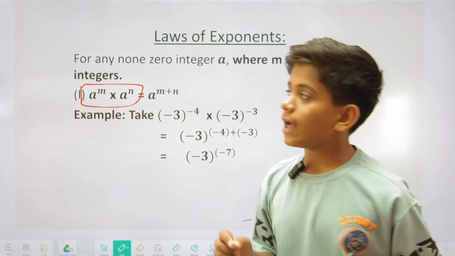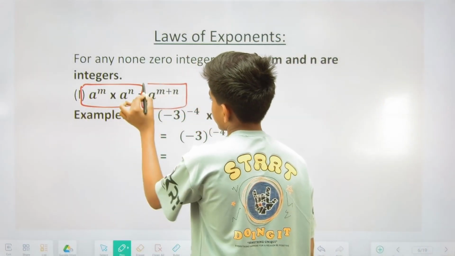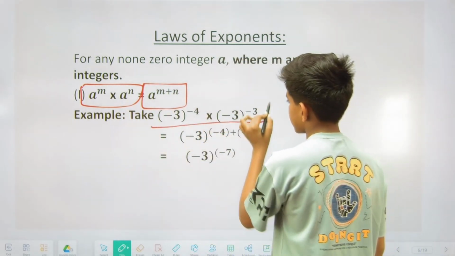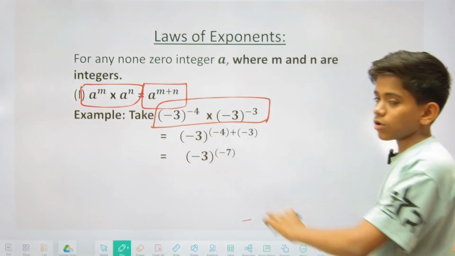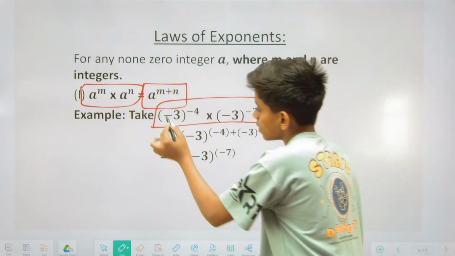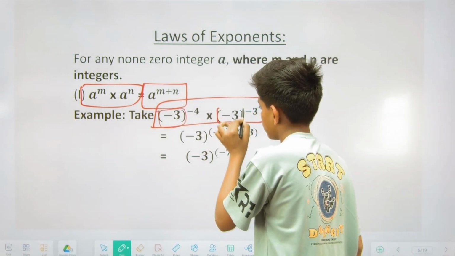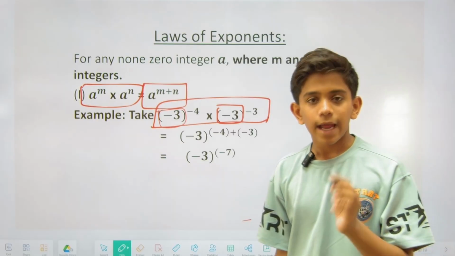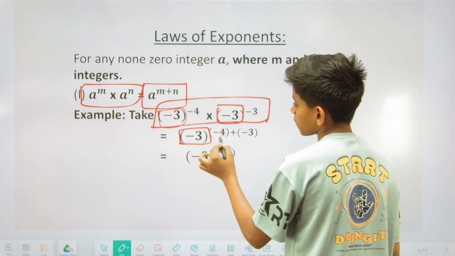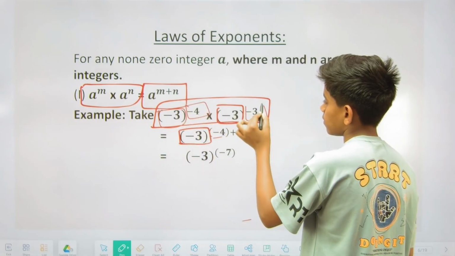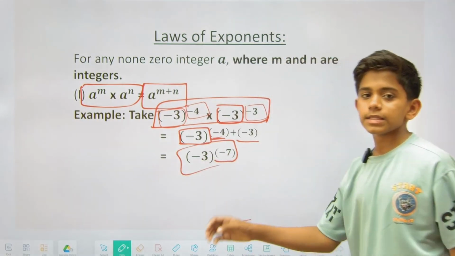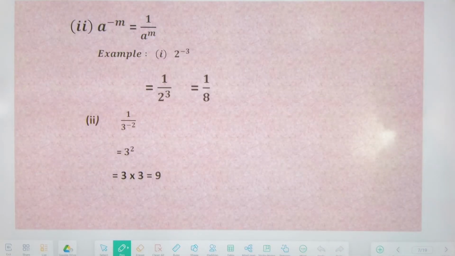So there is a formula where you have to just add the exponents. For example, you have the example of minus 3 to the power minus 4 into minus 3 to the power minus 3. Here the base is same, exponents are different, so add the exponents. Minus 3 will remain as it is, and the exponents minus 4 and minus 3 will be added. So minus 4 plus 3 is minus 7. So our answer will be minus 3 to the power minus 7.